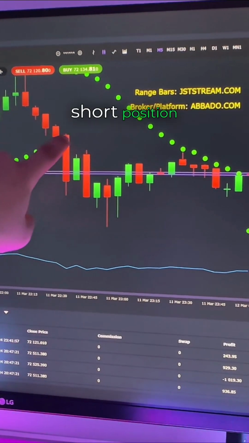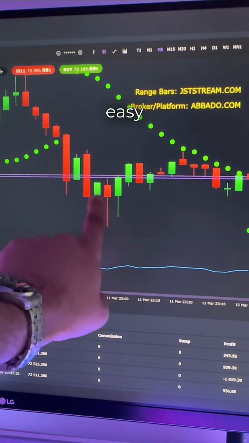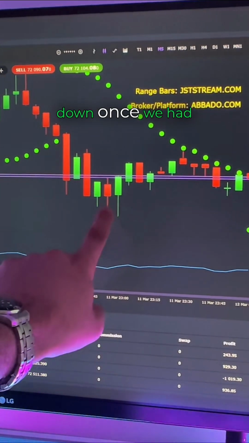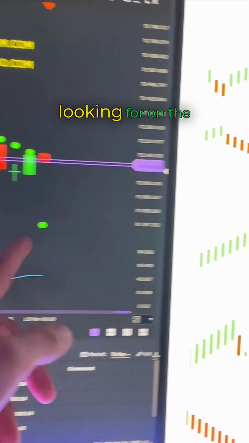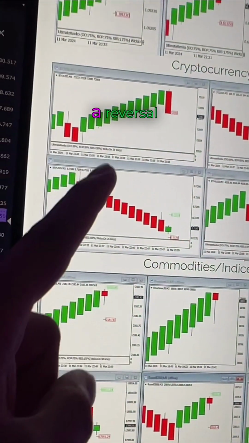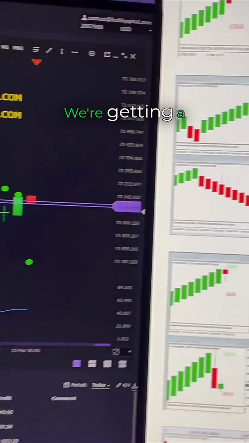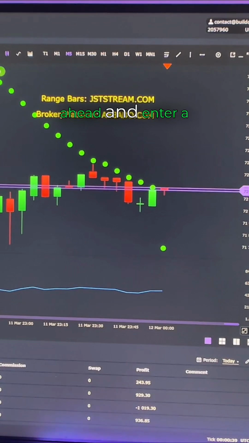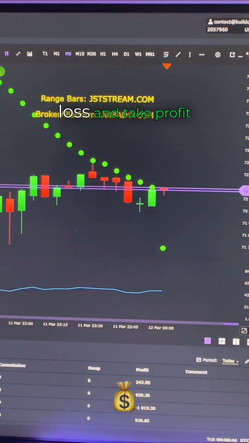So imagine entering a short position anywhere here. This is a couple hundred points, easy 300-400 points that the market came down once we had reversed on the PSAR. Now again, right here, we just started to get this reversal. So what I'd be looking for on the range bars is also a reversal. So right here, we can see we're in this uptrend. We're getting a pullback. So what I'll do is I will go ahead and enter a long position, and I'll show you exactly where I set my stop loss and take profit.